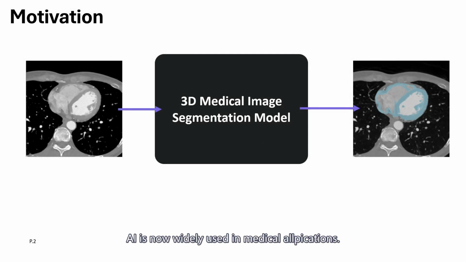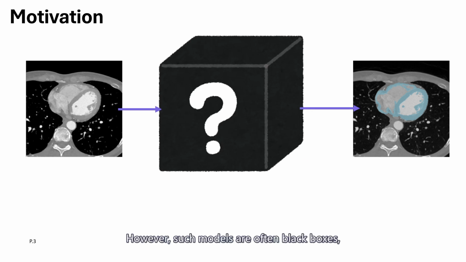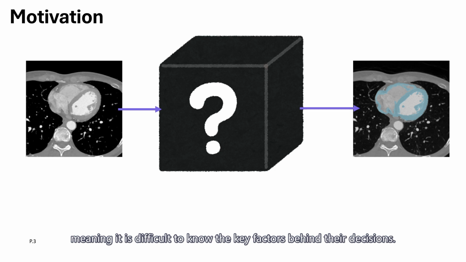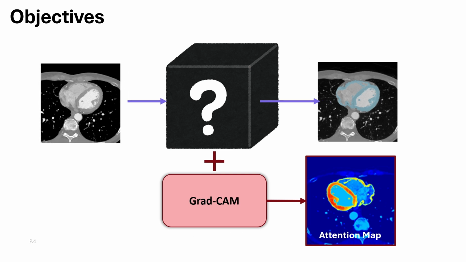AI is now widely used in medical applications, for example, using image segmentation models to assist in heart muscle surgery. However, such models are often black boxes, meaning it is difficult to know the key factors behind their decisions. Therefore, explainability techniques like Grad-CAM, which generate 2D attention maps to explain AI decisions, are especially important.